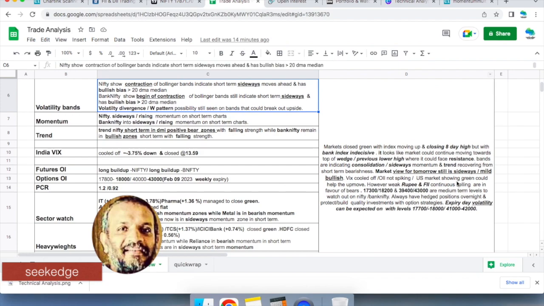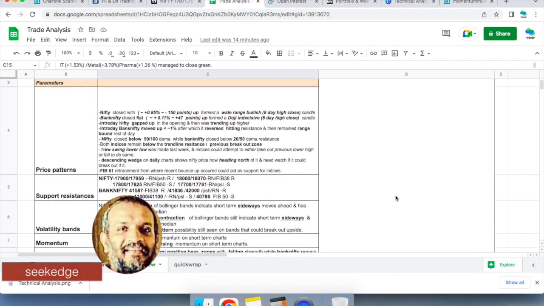That's my view: mild bullish, sideways, cautious bullish, I would say. It's a cautious, mild bullish, sideways view for expiry tomorrow. Levels we already talked about, and that's it.